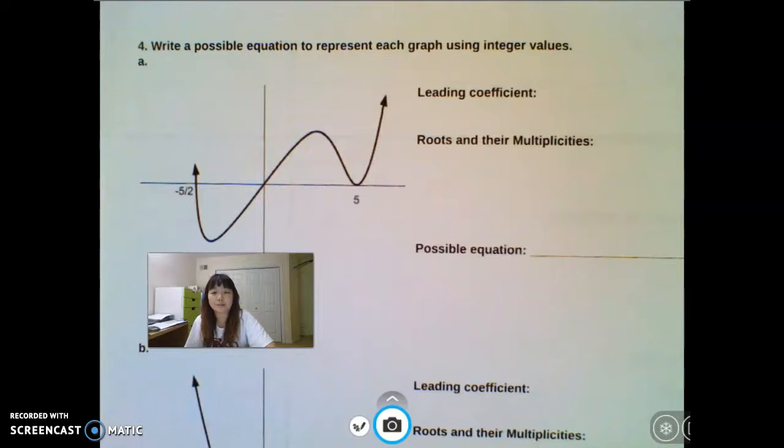Today we're going to talk about how to write an equation if you're given a graph.